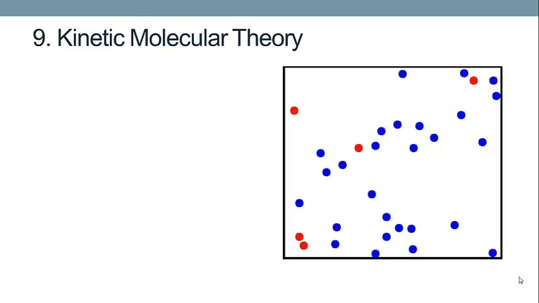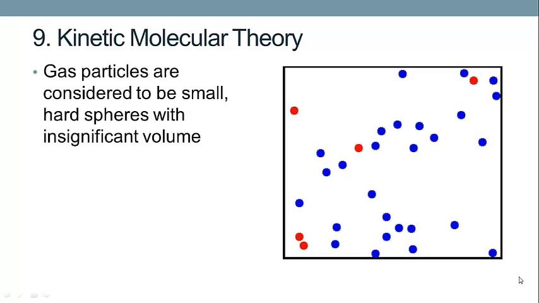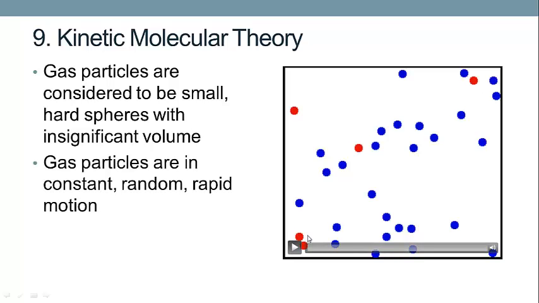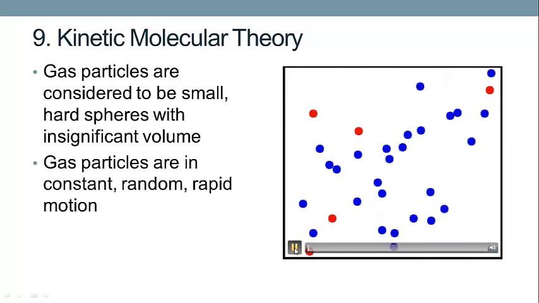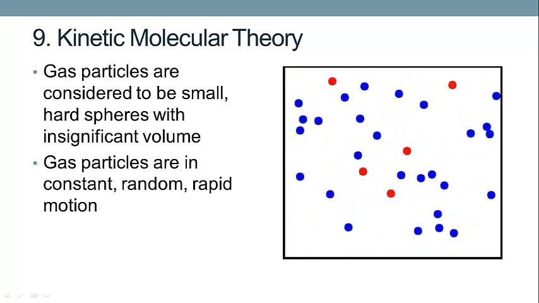The next section is about gases. Describe the motion of an ideal gas according to kinetic molecular theory. According to kinetic molecular theory, gas particles are considered to be small hard spheres with insignificant volume. The gases are in rapid, constant, random motion.